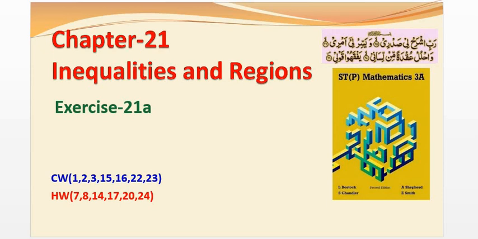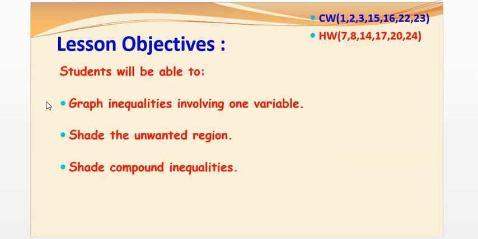Bismillahirrahmanirrahim. Chapter 21, Inequalities and Regions. Exercise 21a. Our main objectives are how we can draw or graph inequalities involving one variable, shade the unwanted region, and shade compound inequalities. I'm going to make two videos for this exercise. My first video is about how we can draw inequalities that have one variable.